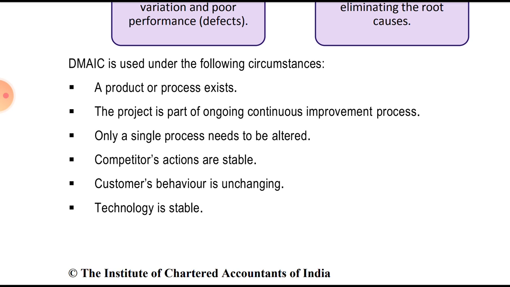Then all three are stable: the customer and the competitor are stable, customer behavior is unchanging, and technology is stable. Only a single process needs to be altered.